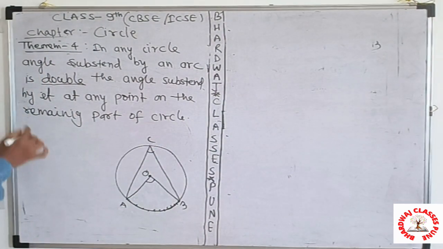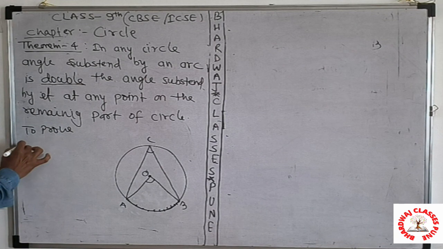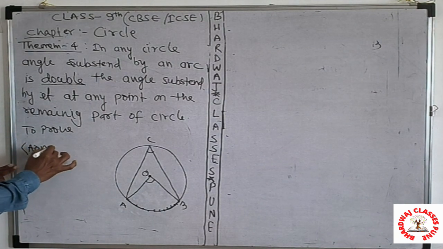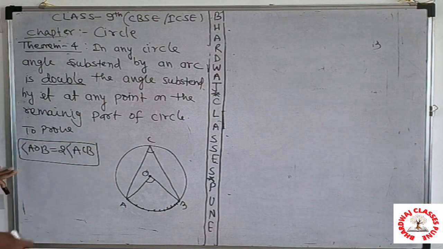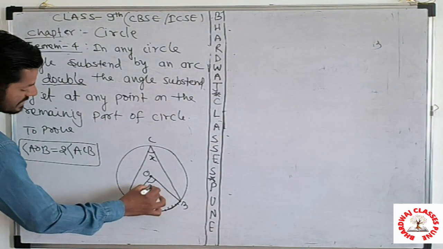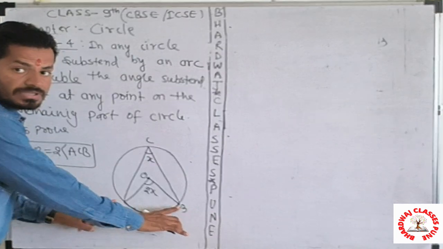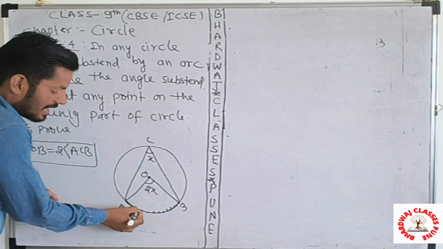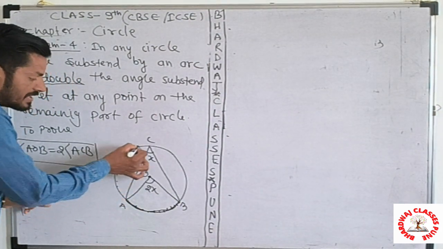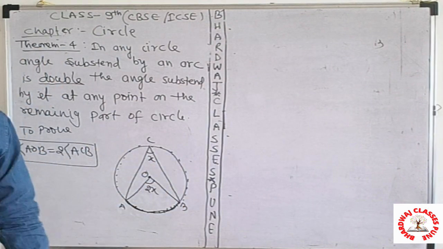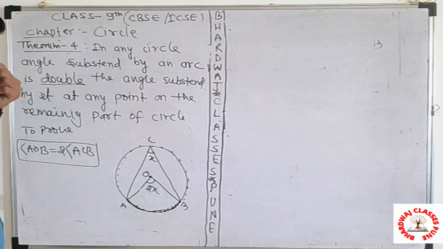So what do you have to prove? You have to prove that angle AOB is double of angle ACB. That means if this angle is x, this angle must be 2x. This is the theorem, on the same arc. So this is the arc, and whatever angle is drawn at a point on the remaining part of the circle is always half of the angle measured at the center. Now see how we can prove this.